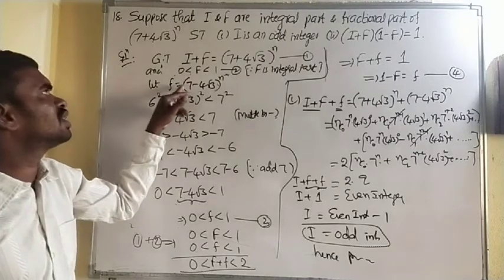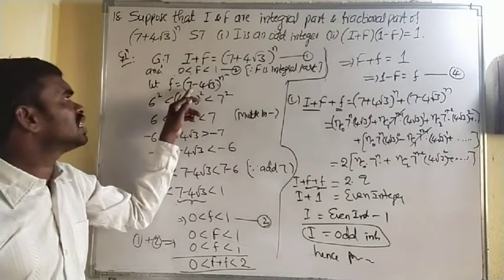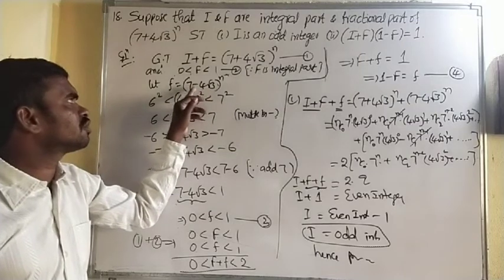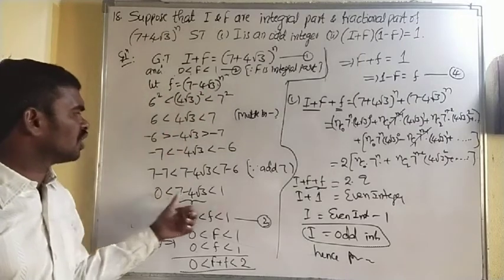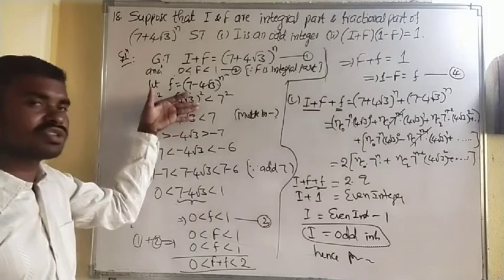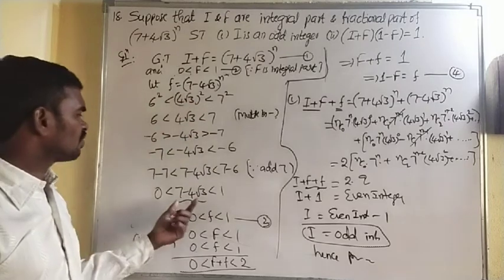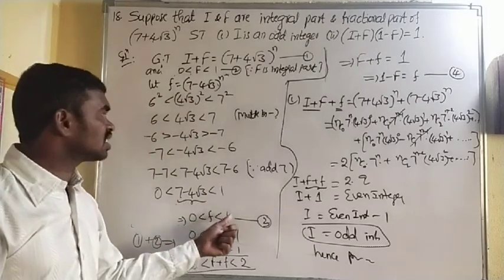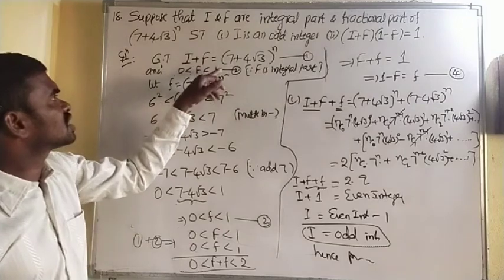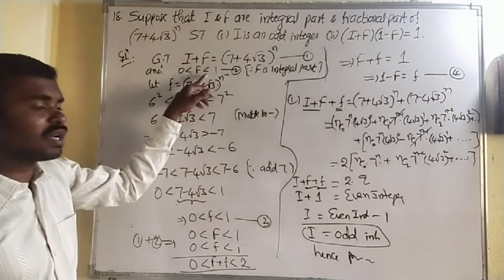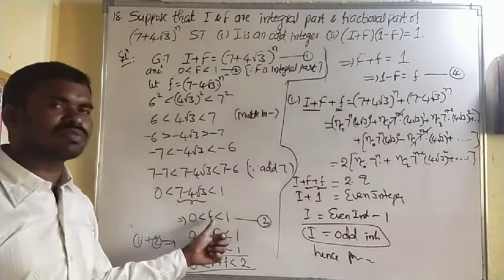Assume small f equals 7 minus 4 root 3 whole power n. 7 minus 4 root 3 is between 0 and 1. How can we prove it? Like so and so steps. After proving that, we can say that 0 less than f less than 1. From the second condition, 0 less than capital F less than 1. From the third condition, 0 less than small f less than 1.